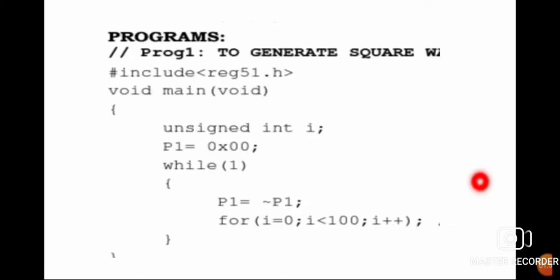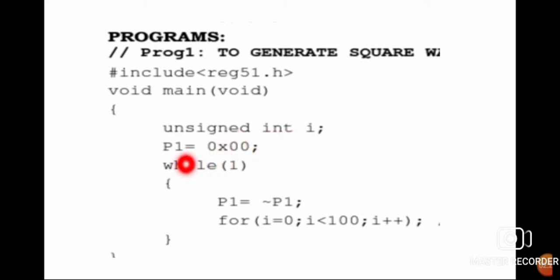Let us see the first program. The first program is to generate the square wave. These are the header files, reg51.h, which gives all the information regarding the ports and registers that we are using in our 8051 microcontroller. This is a library file. See here the variable that we are going to use is initiated here. This is i, an unsigned integer value.